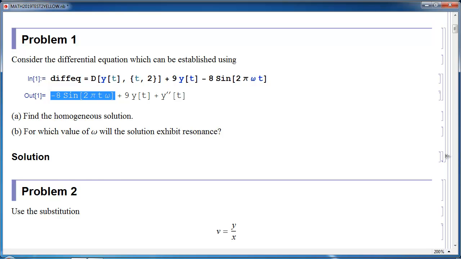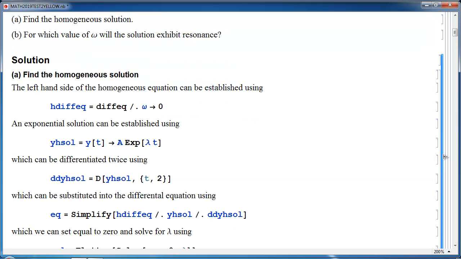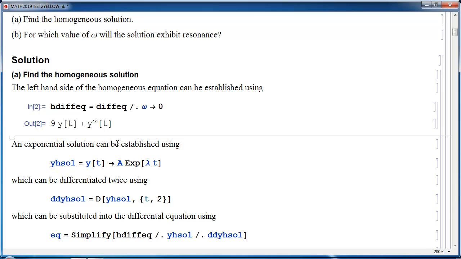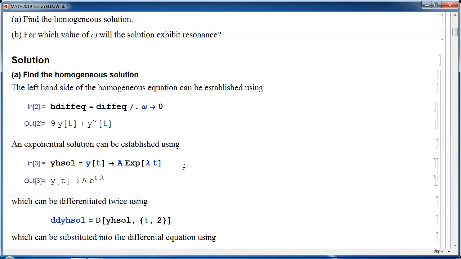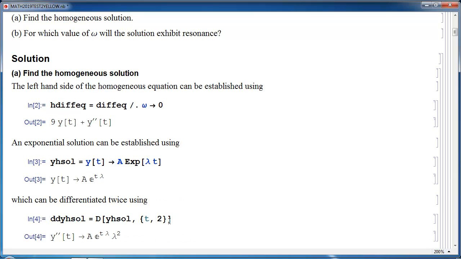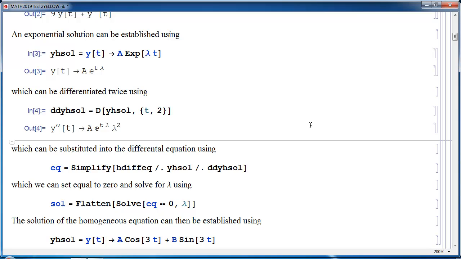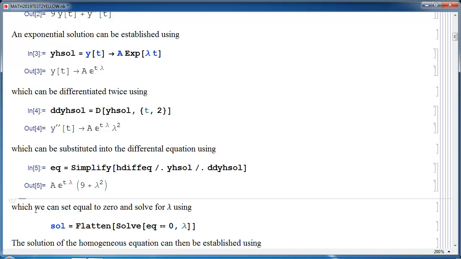So we'll open the solution up. We can easily get the homogeneous differential equation by setting the frequency in the forcing term to be 0. So there it is. And the way we solve these is we assume that there's an exponential solution, like so, and then we differentiate that twice with respect to t to get that, and then we put all that into the differential equation and obtain an equation for lambda.